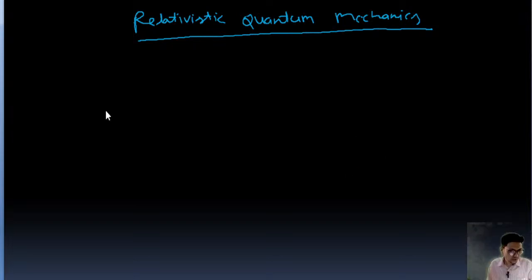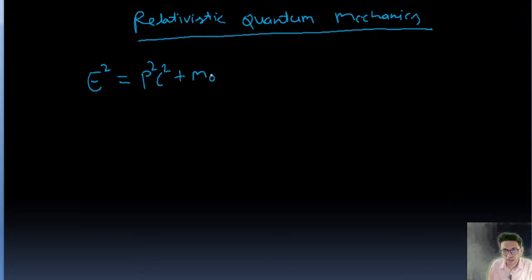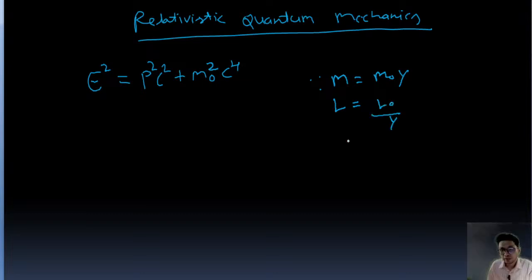Okay, guys. So relativistic quantum mechanics we are going to study. In relativistic quantum mechanics, we know E square equals P square C square plus M naught square C to the power 4, right? And also we know the value of M is M naught gamma, the length contraction is L naught upon gamma, and the time dilation is tau equals gamma tau naught, right?